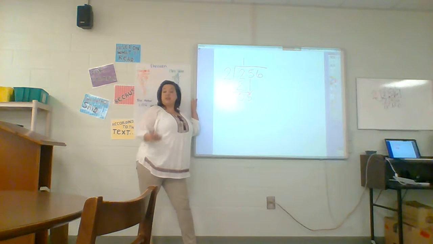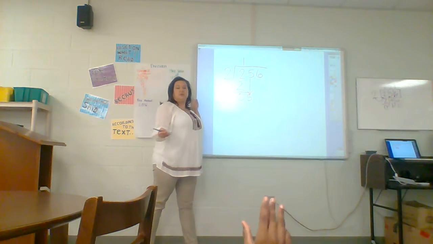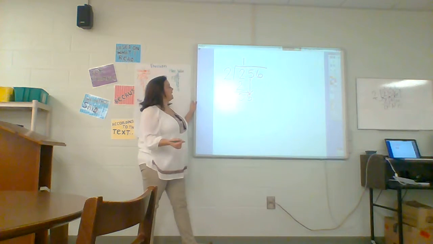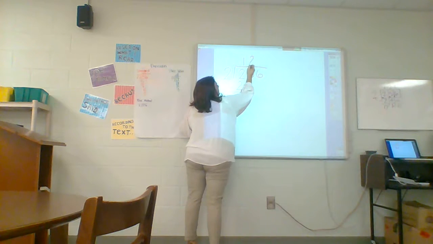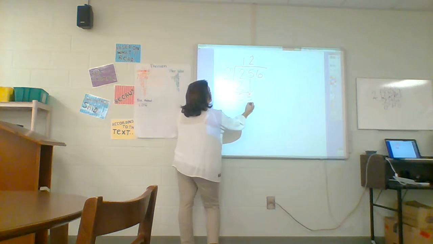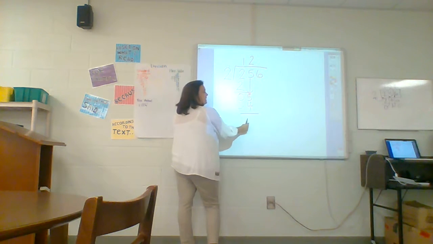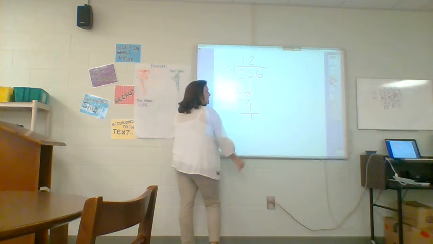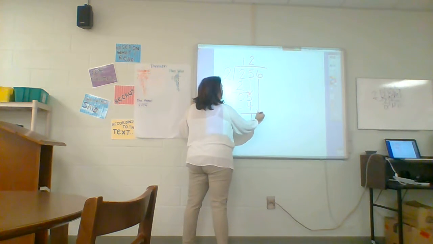Is there something I can multiply by that gets close to it? Yeah. What is it? 2. Okay? So now I'm going to put this 2 right above my 5. 2 times 2 is 4. Now I'm going to subtract again. That gives me 1. Now what do I do? Bring down the 6.